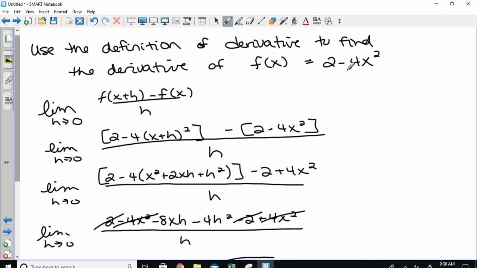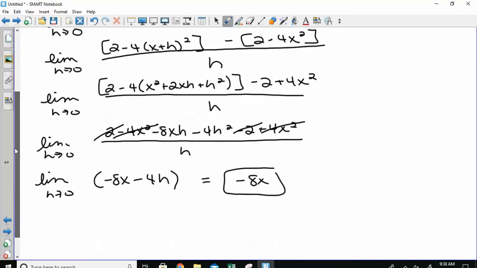Which we could quickly check. If I just asked you to do the derivative of this using the power rule, you get 0 minus 8x, which is negative 8x.